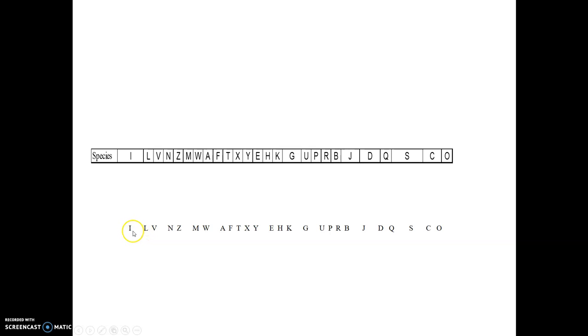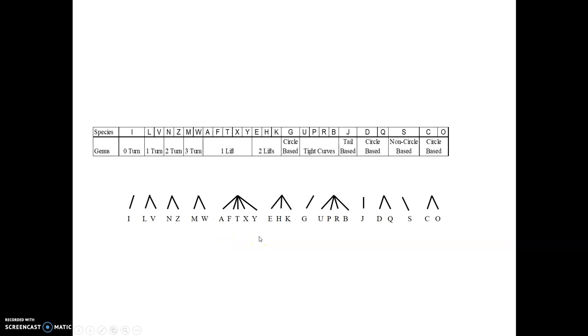Again, I'm obviously gonna have to repeat myself. I'll try to be a little quicker. The I is just a straight line. These L and V have one turn in them, and Z has two turns in them. Up and down, up, Z, right, left, right. M and W have three turns in them. So now I take these characteristics and I group them up into something bigger.